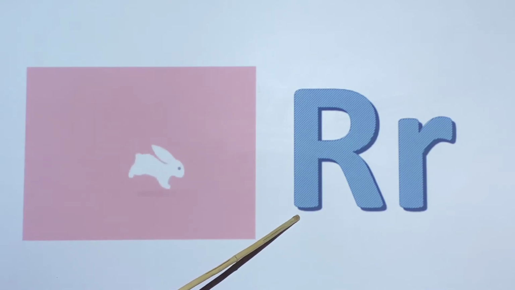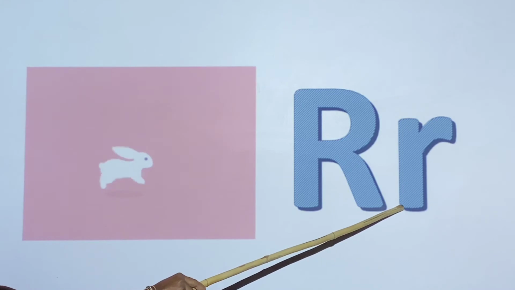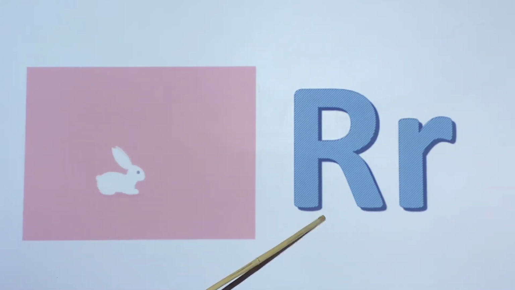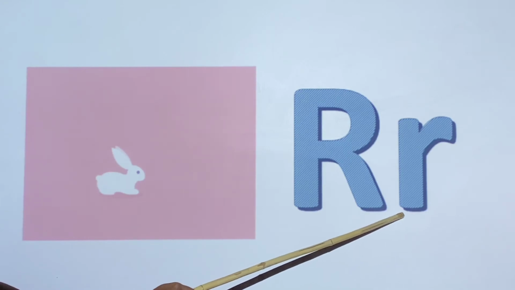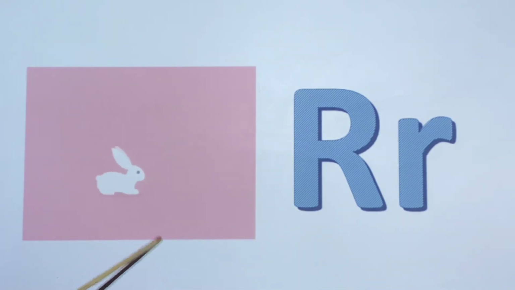R. Rabbit is hopping. Very good. Capital R. What is this letter? See here next. What is this one? It is small r. Capital R, small r. Very good, children. R for rabbit.